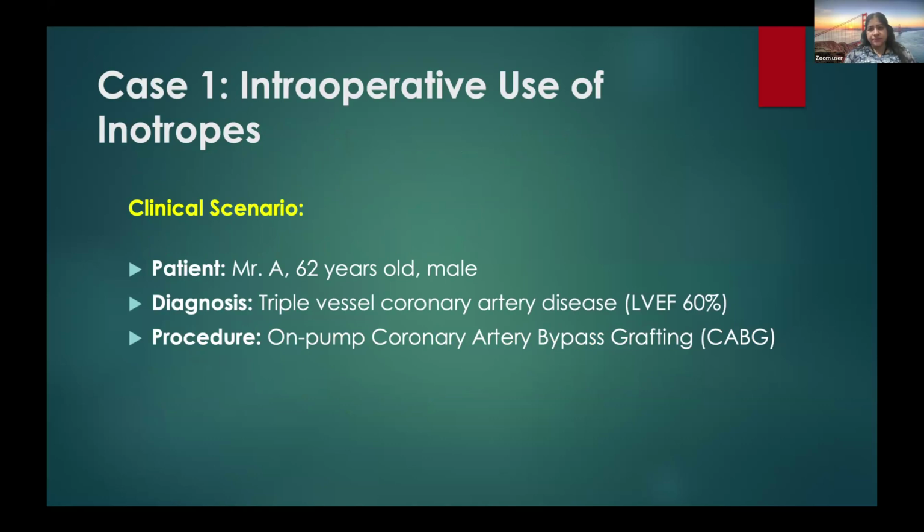A general ICU practice. So starting with our first case, that is a patient, Mr. A, a 62-year-old male patient, who has been diagnosed with triple vessel coronary artery disease with a good LV ejection fraction of 60% without any other significant echocardiography findings, and who will be elected for on-pump coronary artery bypass grafting.